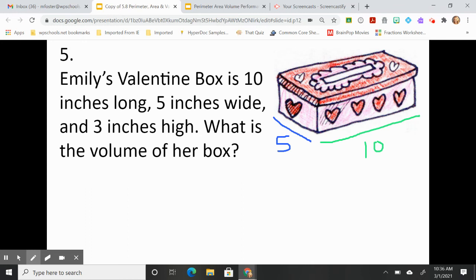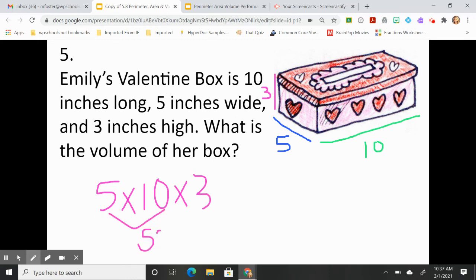It is 3 inches tall, which means we have 3 layers of 50. Let me put the 3 here. So 3 layers of 50. So we've got 5 times 10 times 3. Here is your 50, and we are going to have that layer 3 times. So 50 times 3 is 150. Our units for volume, we would say we're talking inches.